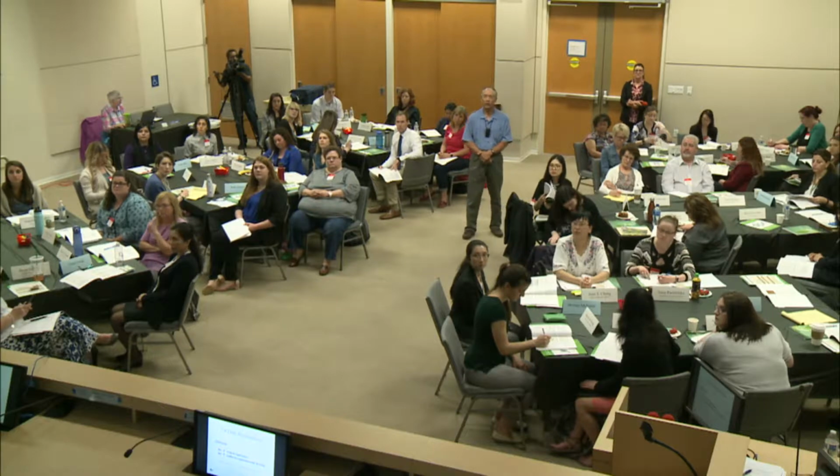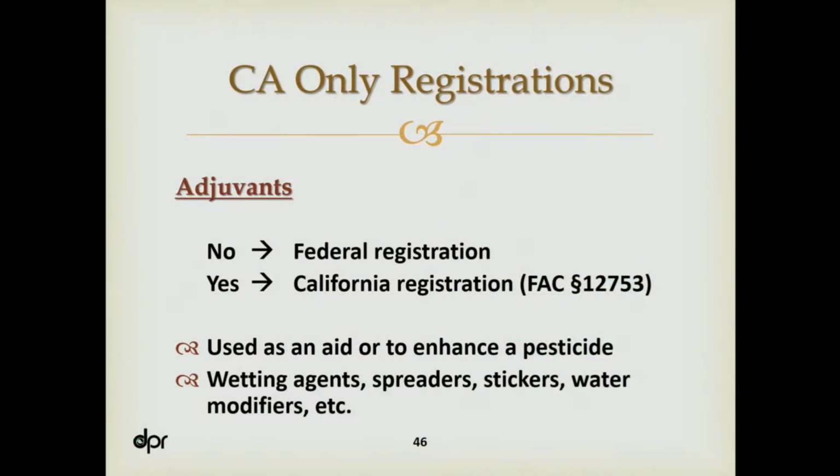California only registrations, this is unique to California only. US EPA does not recognize them, right? Okay, well here in California we do, and it's all based on regulations in California.